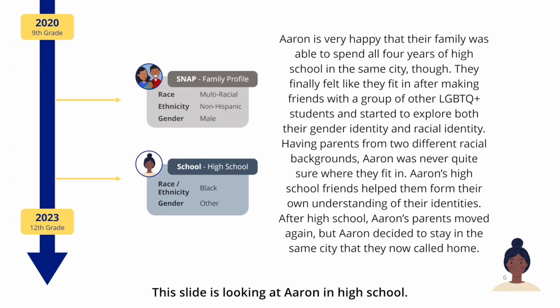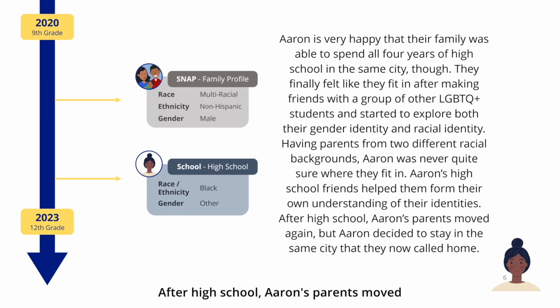This slide is looking at Aaron in high school. Aaron's very happy that their family was able to spend all 4 years of high school in the same city. They finally felt like they fit in after making friends with a group of other LGBTQ+ students and started to explore both their gender identity and racial identity. Having parents from 2 different racial backgrounds, Aaron was never quite sure where they fit in. Aaron's high school friends helped them form their own understanding of their identities.